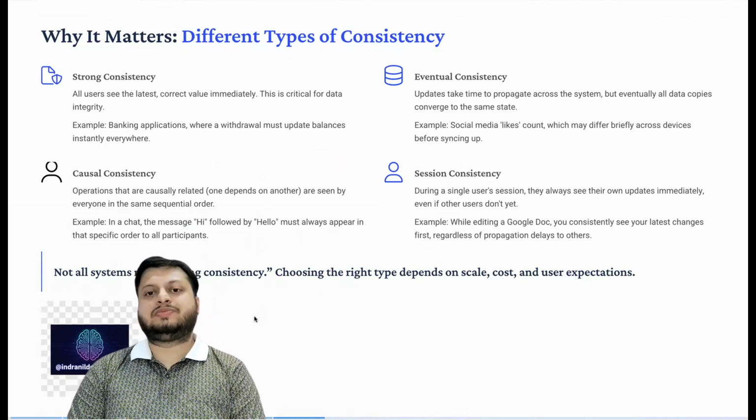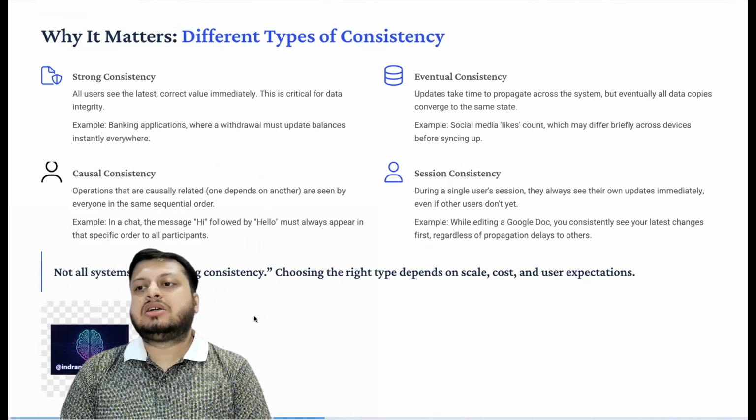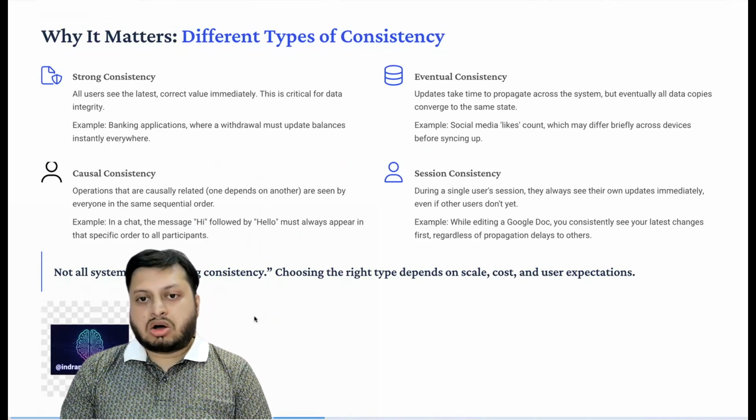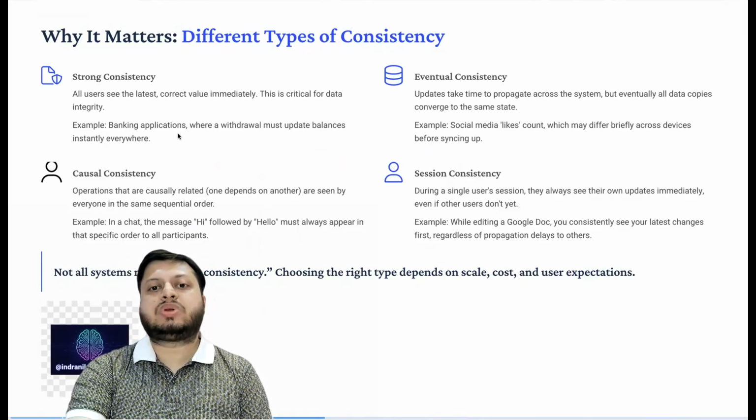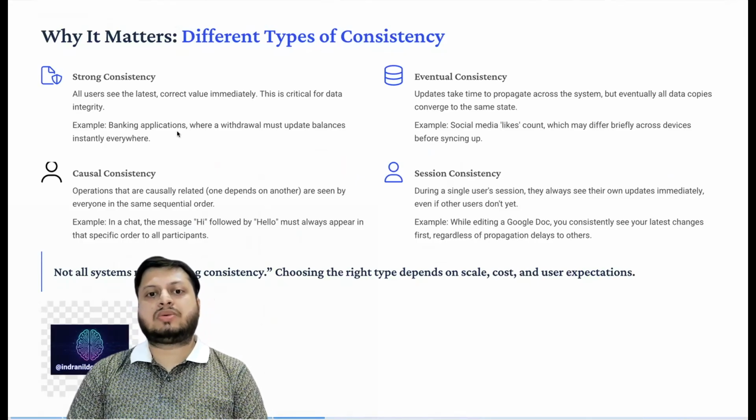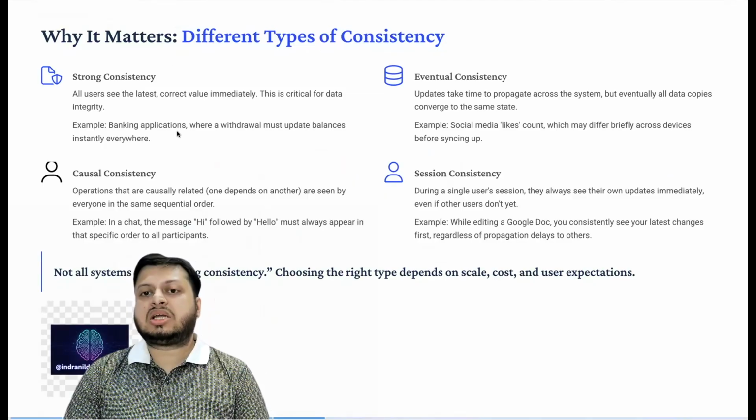Strong consistency. It means that on each update, everyone needs to see the correct data. This is critical for data integrity. Let's say for banking applications, you withdraw something, the balance should be updated instantly everywhere. It has to be strongly consistent.